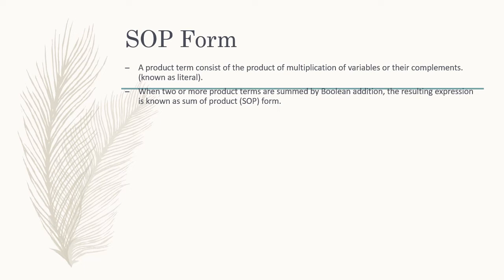When two or more product terms are summed by Boolean addition, the resulting expression is known as sum of product form. So whenever we are taking, for example, A dot B and B dot C, A dot B becomes one of the product terms, and B dot C is also one of the product terms. And if we are adding these two terms, then this becomes sum of product, because the sum of product terms is happening. So this is how the SOP form looks.